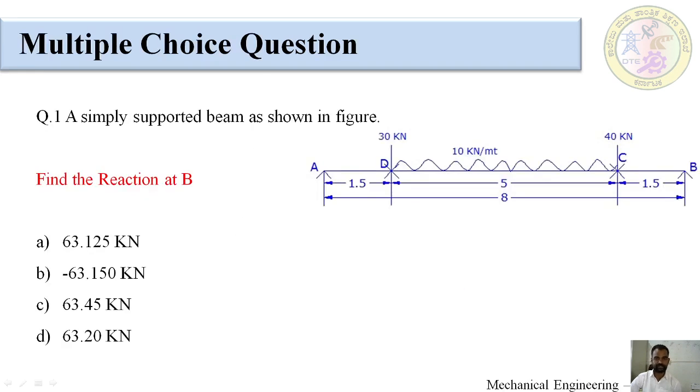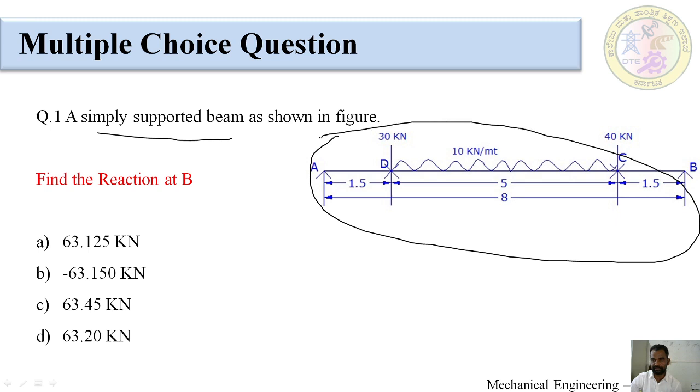This is the first problem they have given. This is a simply supported beam only. The diagram they have given is like this problem. The total beam is 8 meters, and from A to D the distance they have given is 1.5. From D to C they have given 5 meters, and from C to B 1.5 meters. And we want to determine the reaction at point P. How much reaction happens at this place?